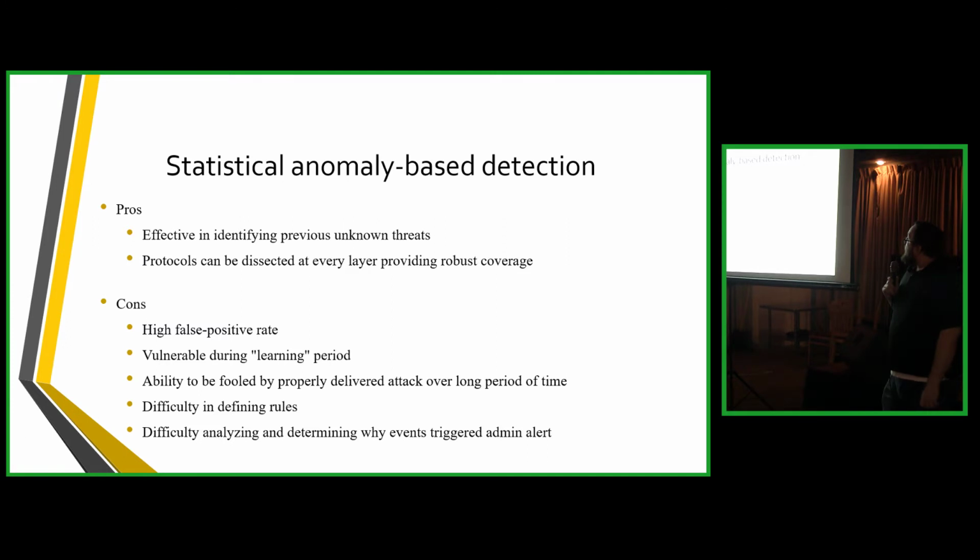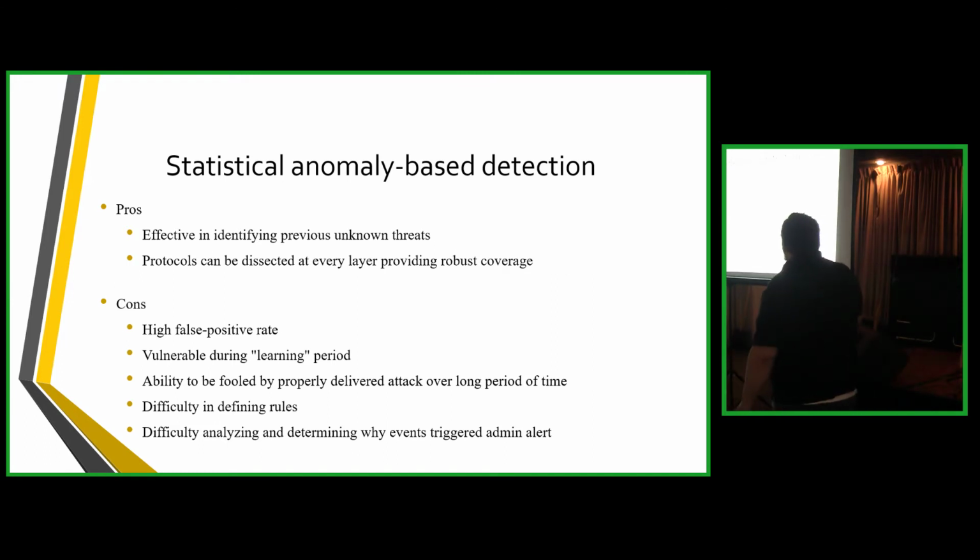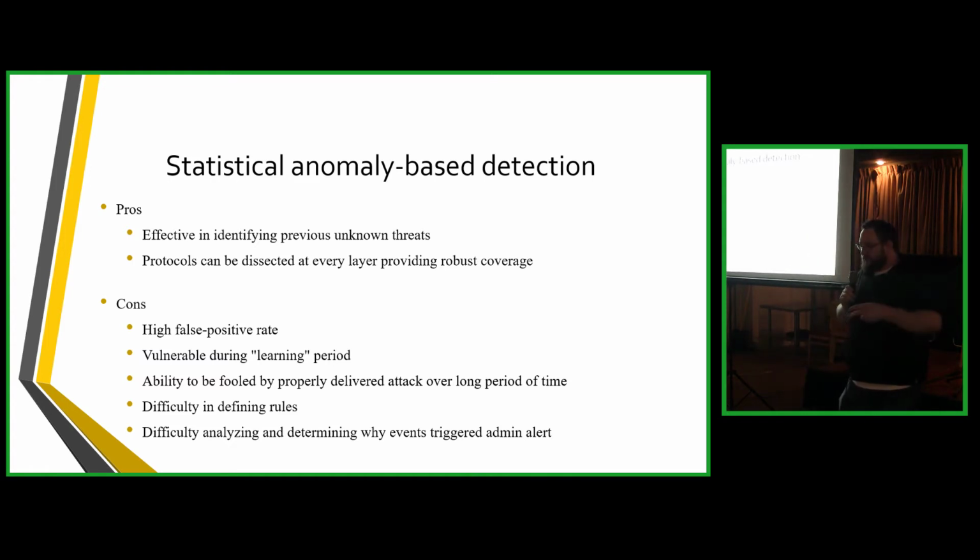So, the pros of the statistical anomaly is that it doesn't depend on signatures, so it can actually find new attacks that were previously unknown. And the protocols can actually be dissected at every layer, providing robust coverage. Also, for the statistical anomaly-based, depending on the IDS, IPS you use, you can actually use combinations, so you aren't always restricted to one type of scanning, essentially.